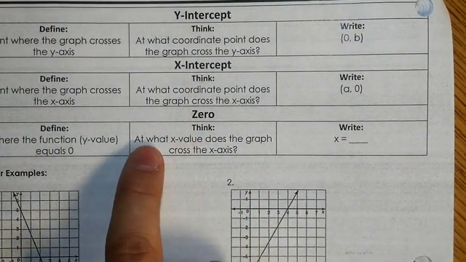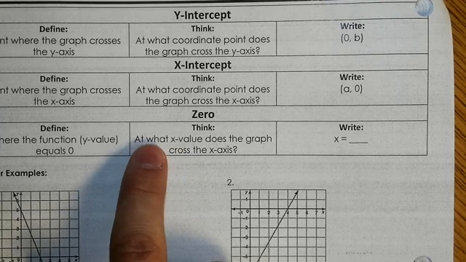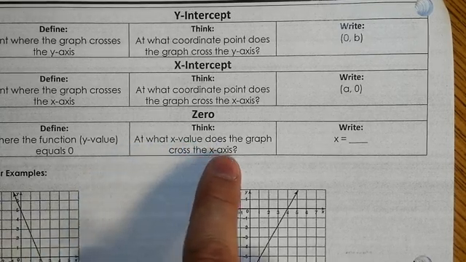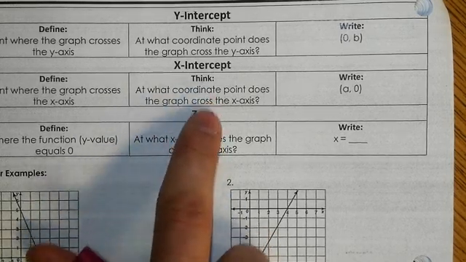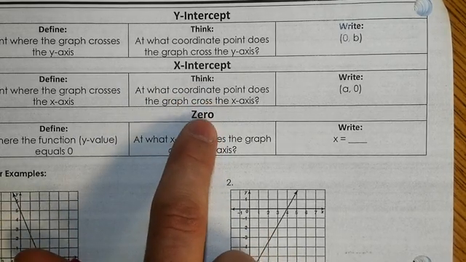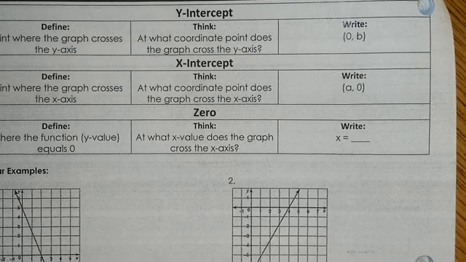Let's see here. A 0 is at what X value does the graph cross the X-axis? So a 0 is kind of the same thing as an X-intercept. Those two mean kind of the same thing. All right, so let's take a look at what these look like.